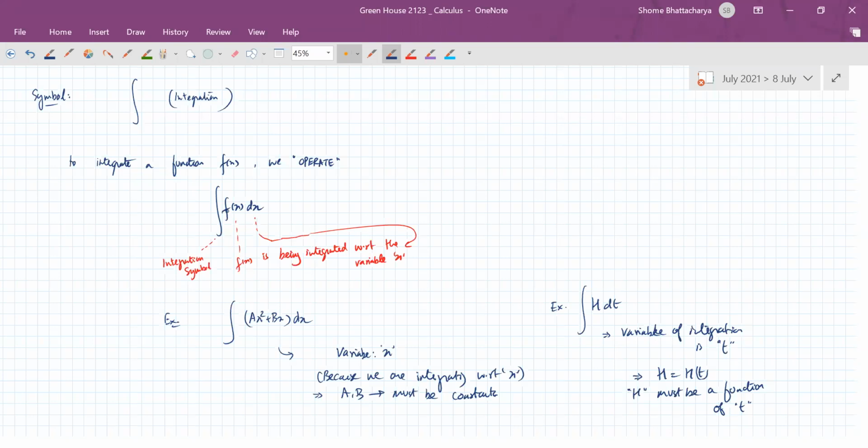So this is just a symbol. Now we'll come back to how to do the integration also.